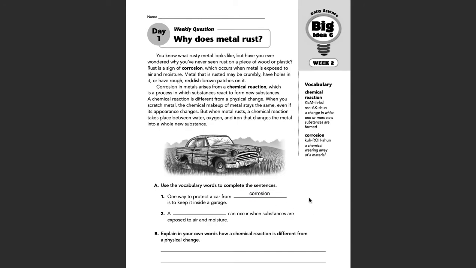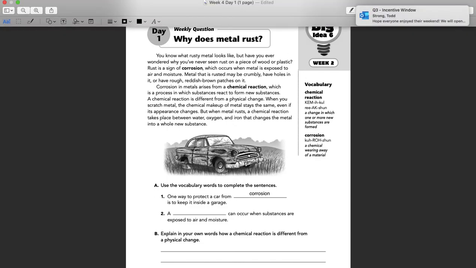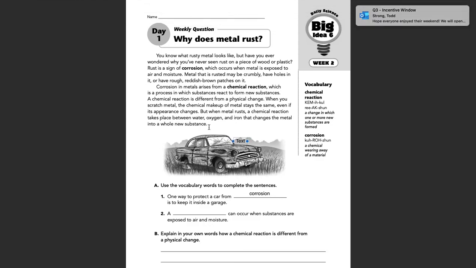Number two, a blank can occur when substances are exposed to air or moisture. Well, we read about chemical reaction takes place between water, oxygen, and iron. New substances are made. Chemical reaction best fit number two.